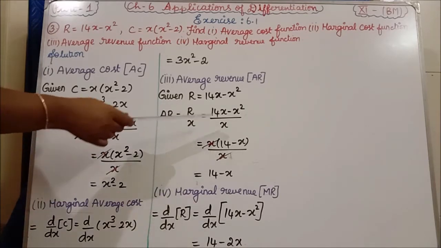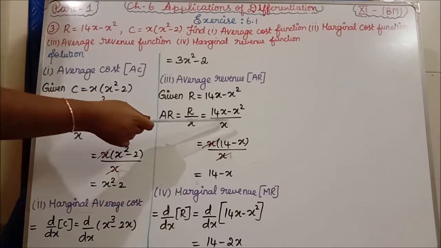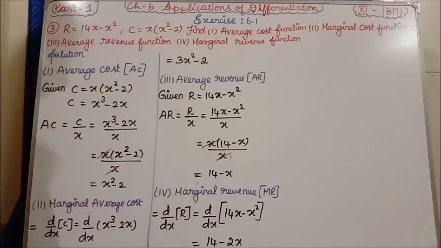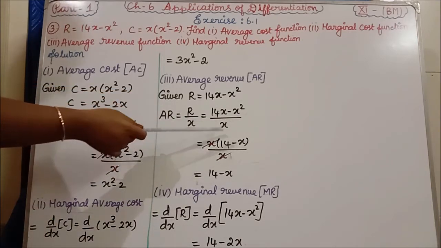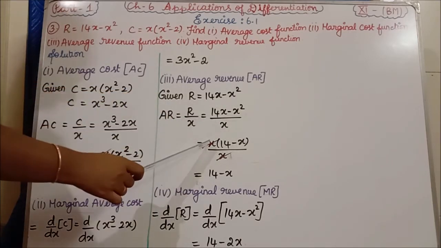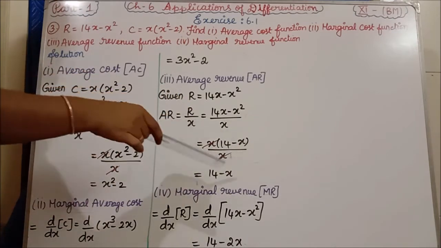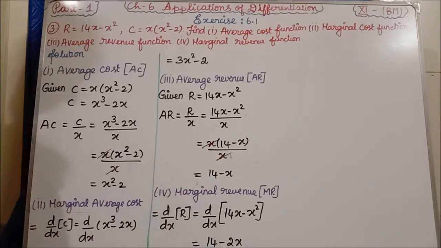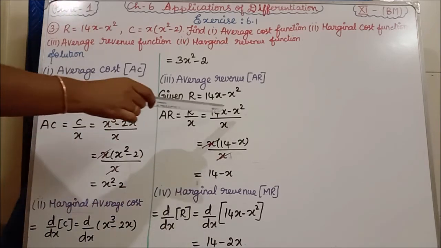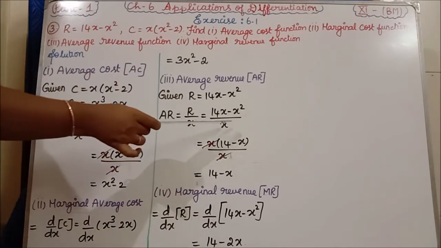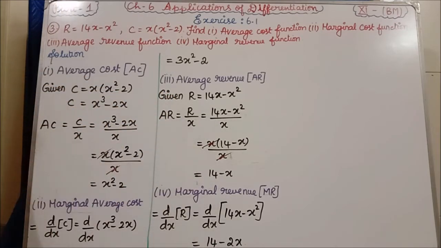Why I am telling you: from this one x term, in this term x will go, and in this one x will go. So we can write directly. Otherwise I have written here x commonly out. So 14 minus x will be in the bracket divided by x. X cancel means 14 minus x. How can you write directly? Here one x, x is cancelled. So 14, here one x, one x means 14 minus x. You can write directly also.